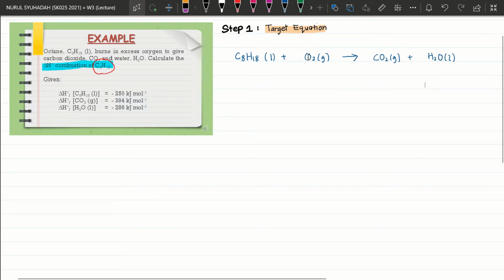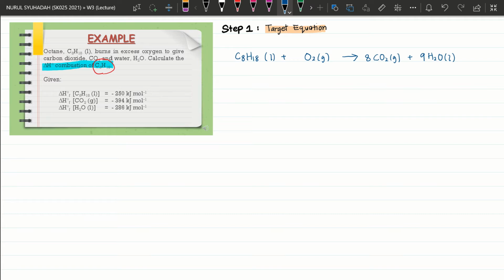Once you write down the equation like this, the next thing you need to do is make sure that your equation is balanced, balancing the equation like you always do. So let us balance this equation. First we balance the carbon, so you will get 8 carbon dioxide over here. After that, you balance the hydrogens. We have 18 on the left and here we have 2 hydrogens, so 9 H2O for us to get the 18 hydrogens.